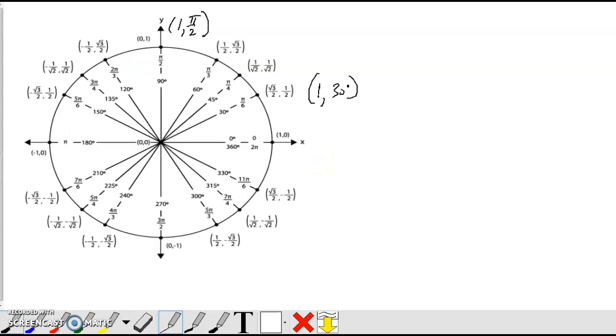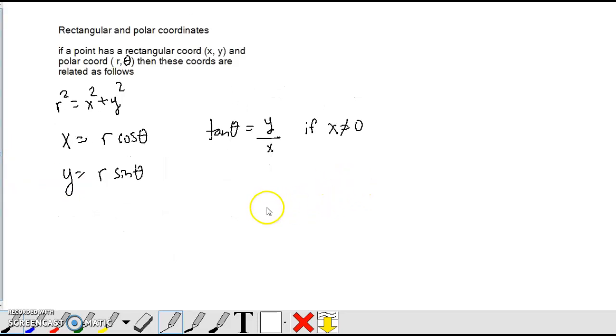So how can I relate these two? We've already kind of known about coordinates. So 1 and 30 degrees, how do I actually know that it's root 3 over 2 and 1/2? How do I know it comes from the unit circle? Okay, so let's think of it this way. I'm going to prove that point right here: 1 and 30 degrees.